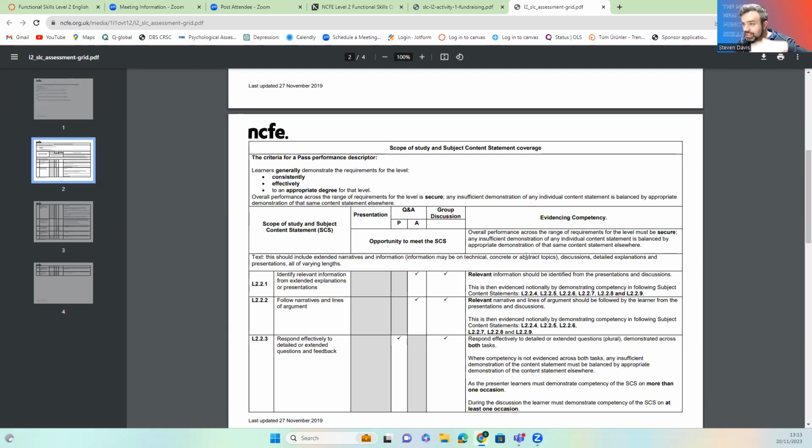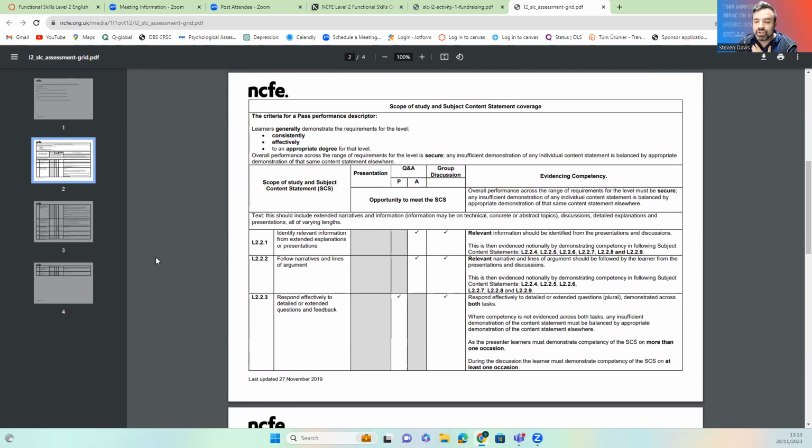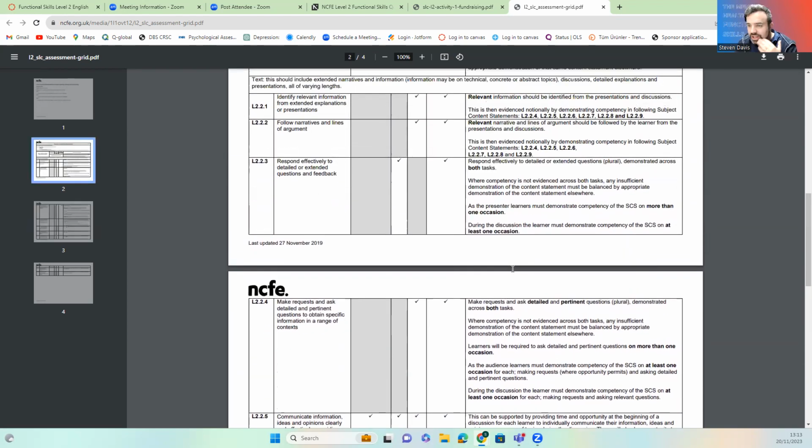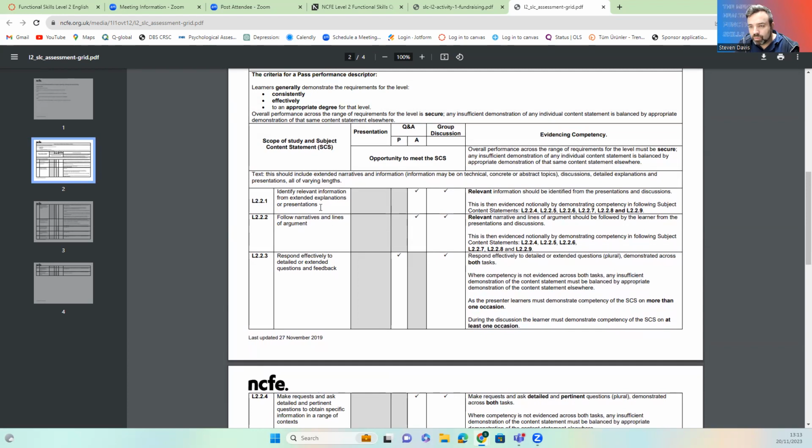Now, this is the marking sheet that I have when I mark you. So you can see here, identify relevant information, expand explanations on the presentation. And here I can mark how it's done, and then I write what it is for the evidence that I saw. So ultimately, you need to do your presentation, and I use this as the marking sheet. So you can see there then what's being met.